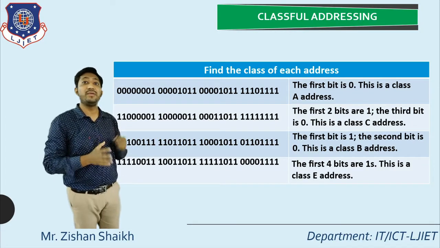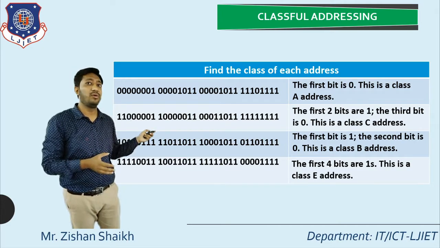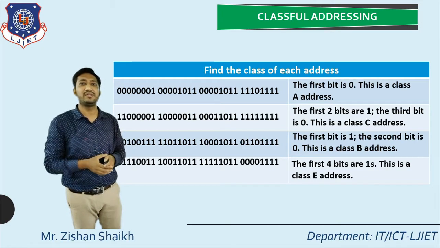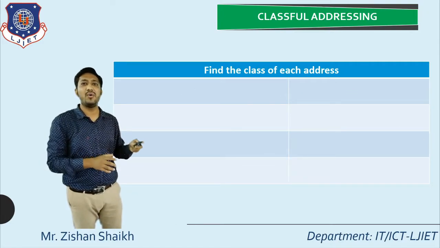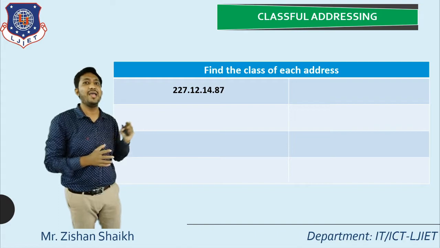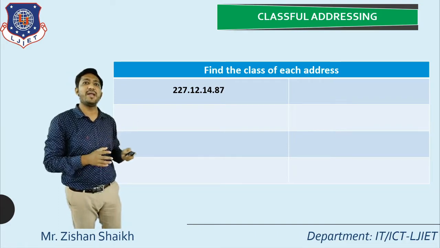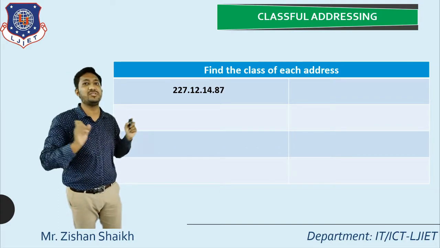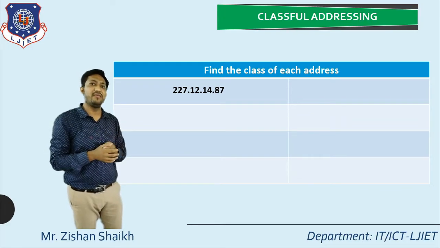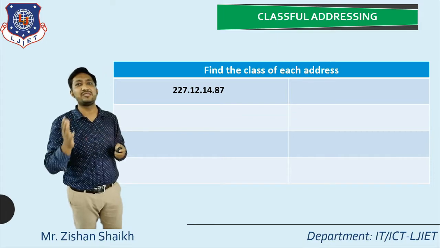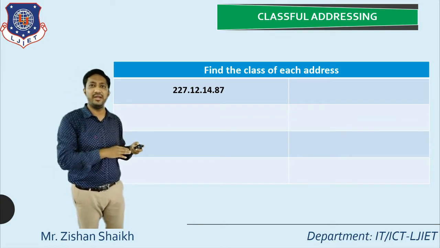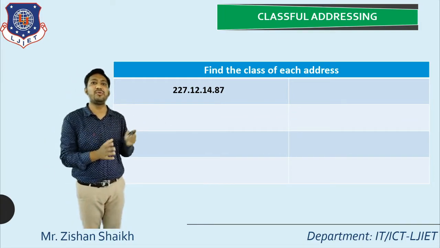So that is how we identify the class using binary. But what if it is not given in a binary representation, and it is a decimal representation instead? How can we exactly know the particular IP address's class? For that we have to understand the ranges. Class A range is 0 to 127, class B is 128 to 191. Like that we have to understand the range.